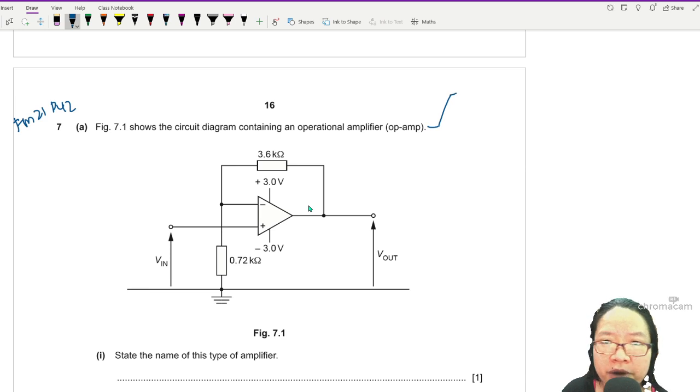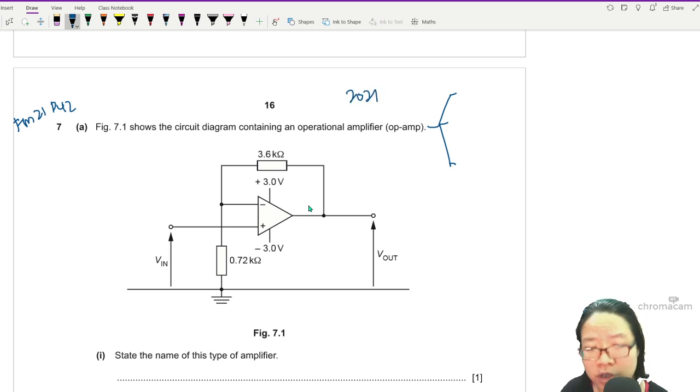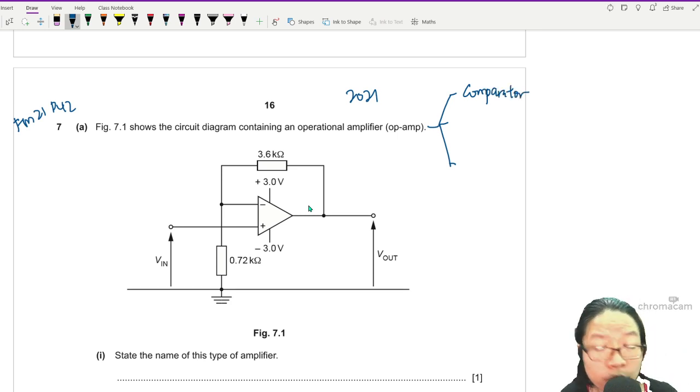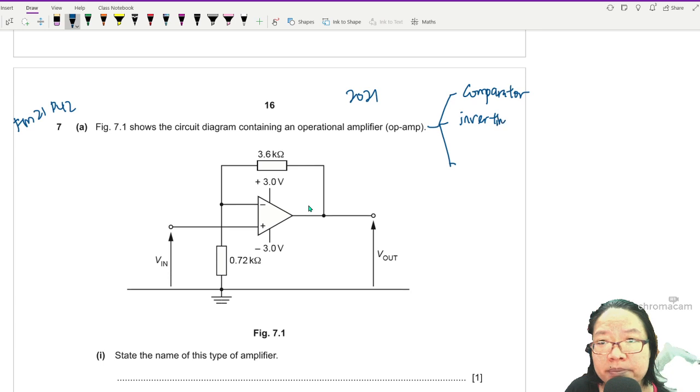So in case you're preparing for your exams, not just watching this to learn, there are 3 types of operational amplifier that are still covered in the 2021 syllabus. After 2022, there will be a refresh. So for the 2021 syllabus, the op-amp, we have the comparator circuit, the inverting amplifier, and the non-inverting amplifier. We have recorded quite a few examples, so don't forget to check out the playlist.